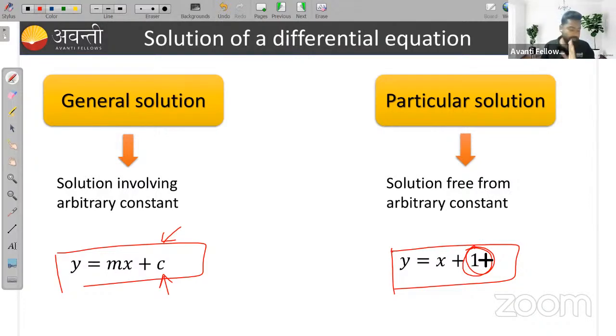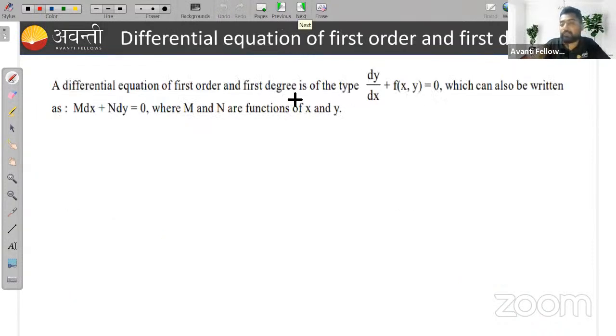So let's move. Now, differential equations of first order and first degree. A differential equation of first order and first degree is of the type dy by dx plus f of x, y is equal to 0, which can also be written as M dx plus N dy is equal to 0, where M and N are functions of x and y. Clear? You know all these things.